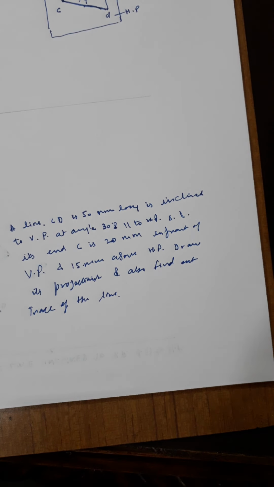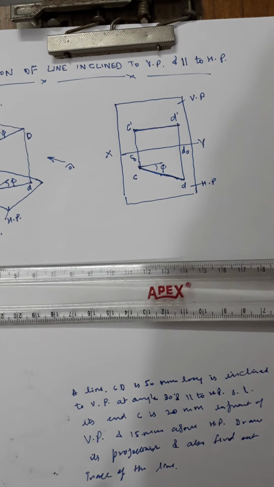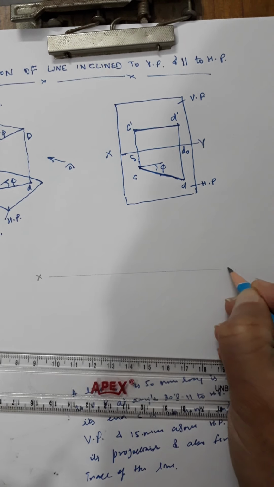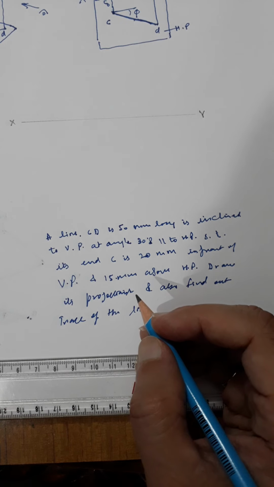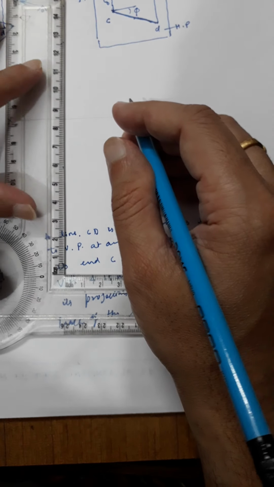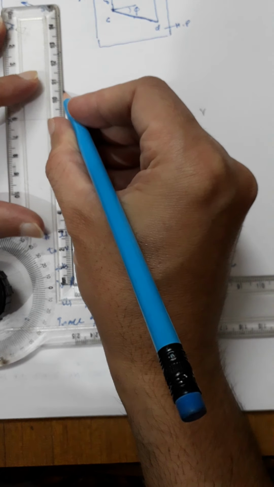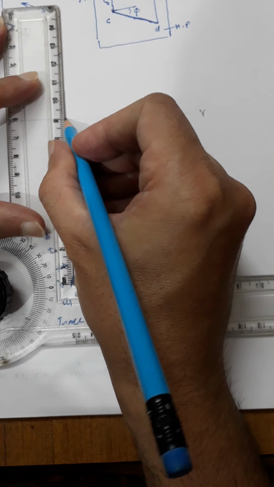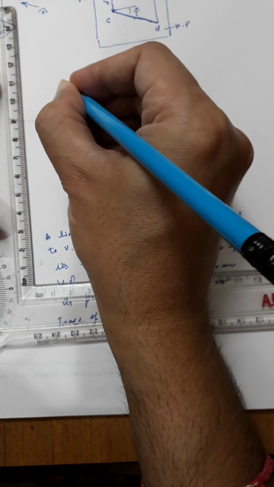Now I will draw this. This is the XY line. First we will locate the point C. Here it is given 15 mm above HP and 20 mm in front of VP. Above HP means above XY in the first angle, and in front is 20 mm, so this is below XY. So this is C and this is C dash.